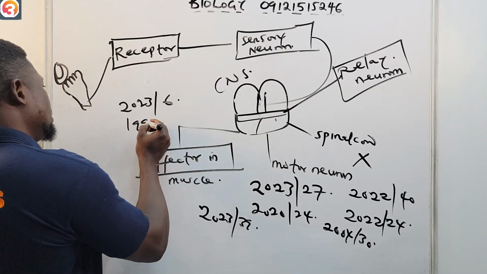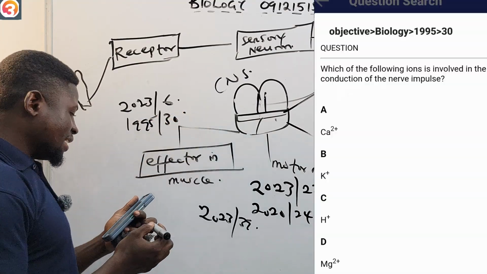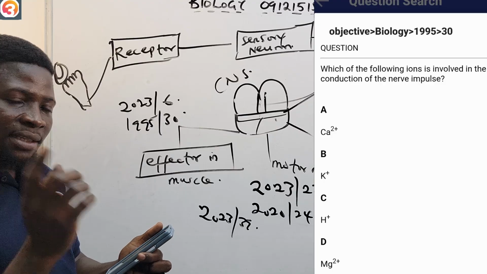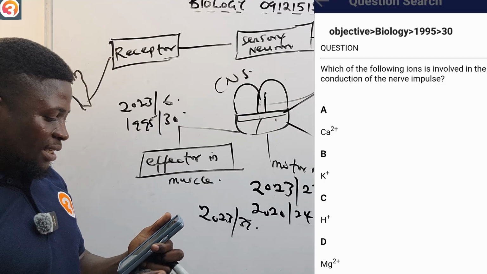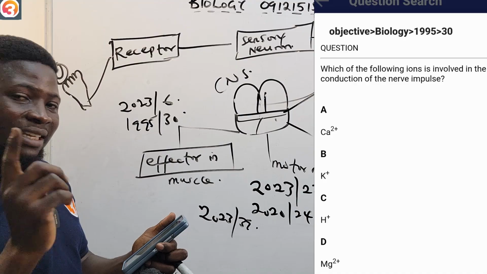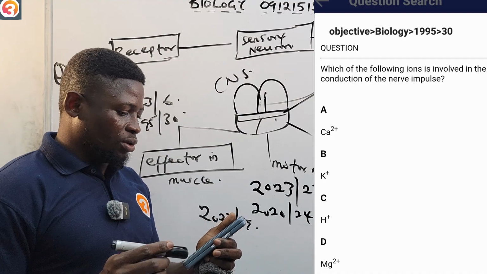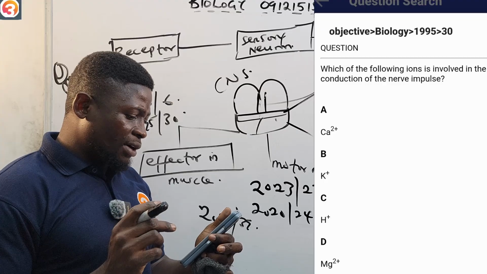1995, number 30. It says, which of the following ions is involved in the conduction of nerve impulse? A says calcium ion, B says potassium ion, C says hydrogen ion, D says magnesium ion. Tell me the correct answer in the comment section. All right. So, do you have anyone more?